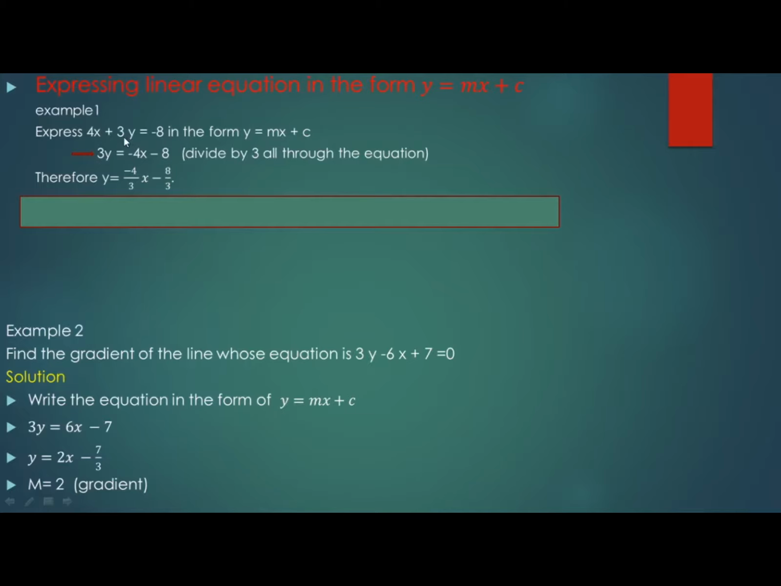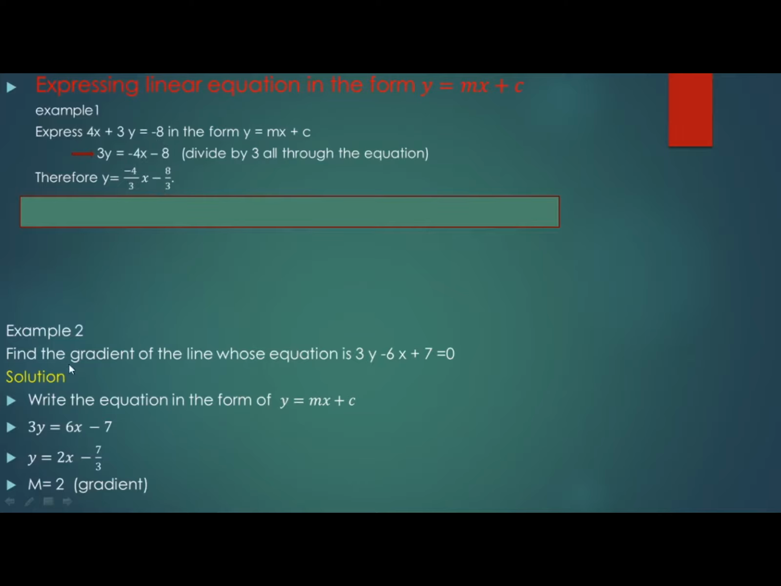If we take all 4x to the right hand side, we shall have 3y equals negative 4x minus 8. 4 was positive, becomes negative, minus 8. You divide by 3 all through, you will have y equals negative 4 over 3 x minus 8 over 3. This is the form y equals mx plus c. In simple terms, there is no work here, it's just rearranging the equation given.